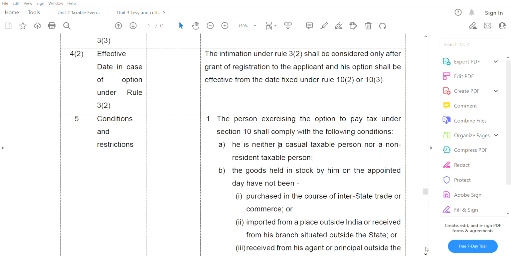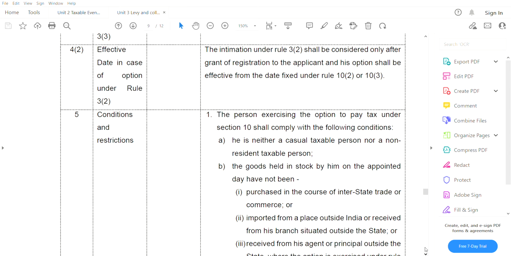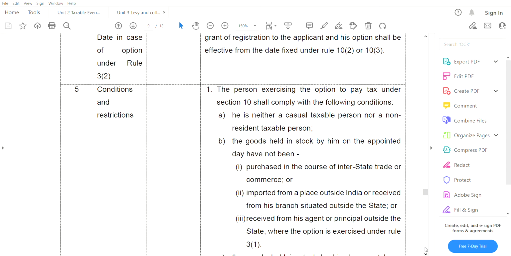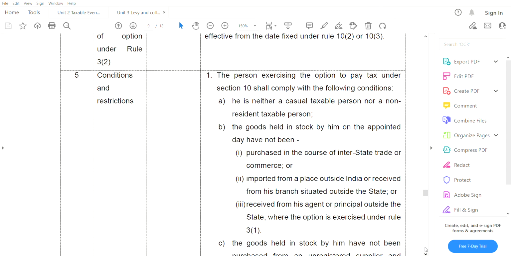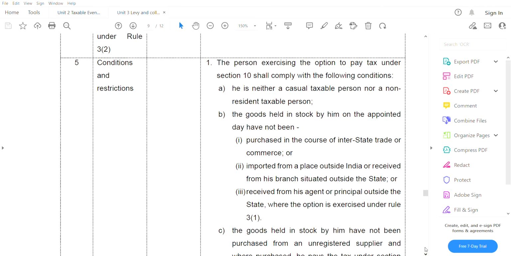Now what are the other conditions? This is to be coupled with 10 subsection 1 or 10 subsection 2a. Okay, he is neither a casual taxable person or an NRTP, which is already given in that section. Now this part is very important. The goods held in stock by him on the appointed day have not been, இது யாருக்குன்னா மெயினா டிரான்சிஷன் பண்றவங்களுக்கு ஆர் நான் டிரான்சிஷன் பண்ணாதவங்களுக்கும் நெக்ஸ்ட் வருது.